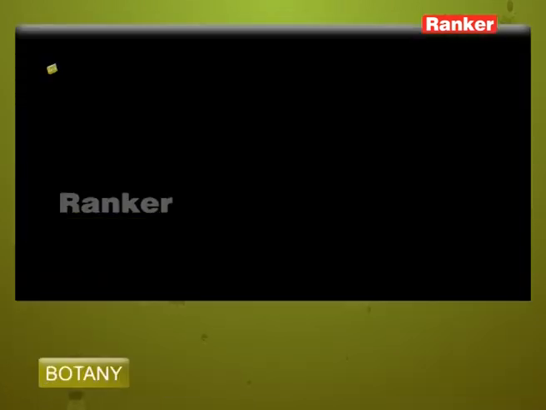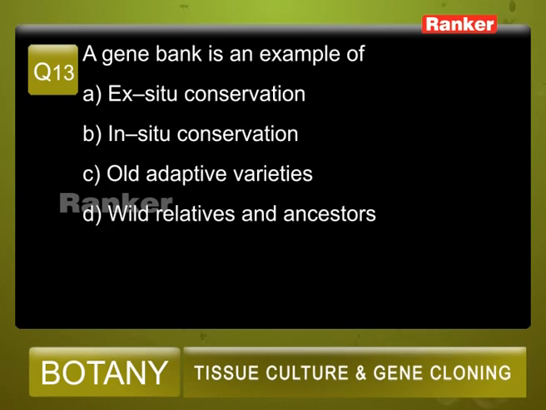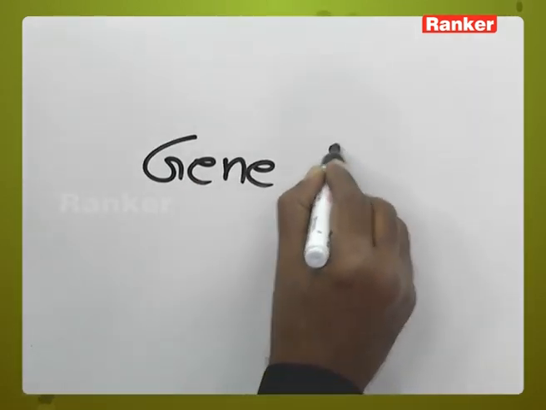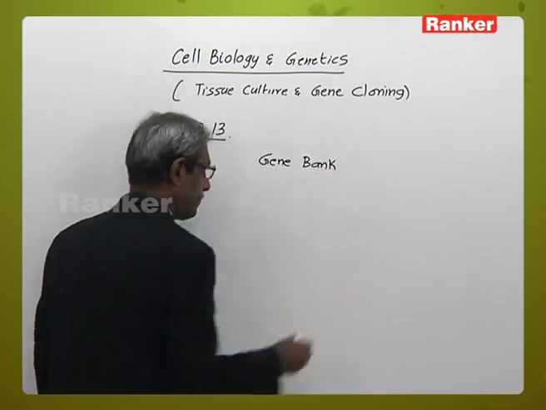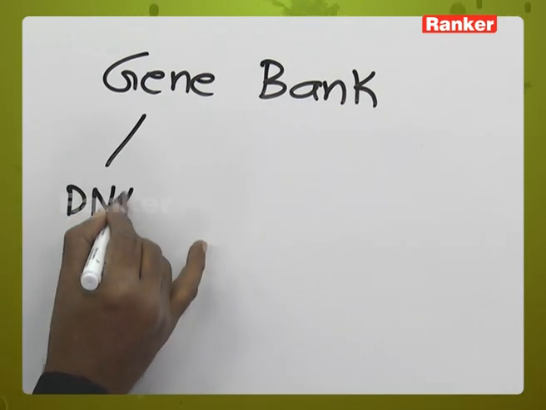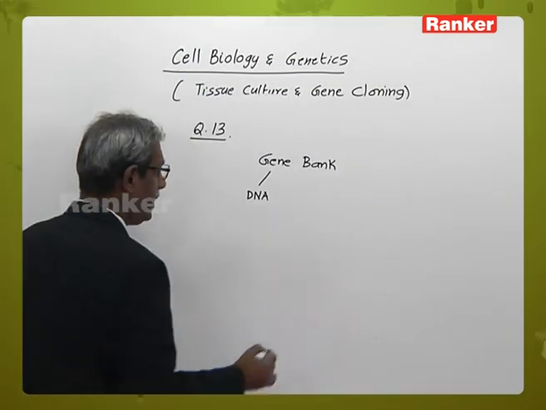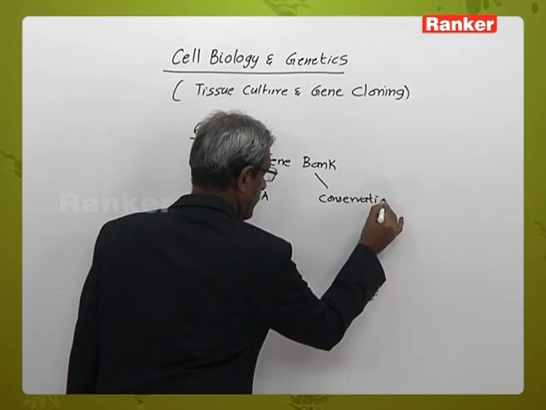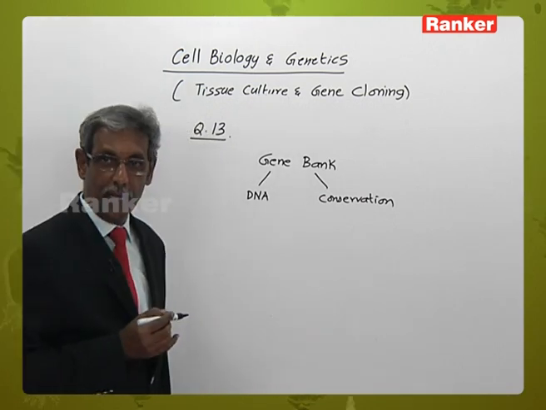Question number 13. A gene bank is an example of A. Ex situ conservation, B. In situ conservation, C. Old adaptive varieties, D. Wild relatives and ancestors. Now, when you take a gene bank, the meaning of the term gene relates to DNA, and the meaning of the term bank is it is helpful in conservation. We are conserving a sequence of the DNA.